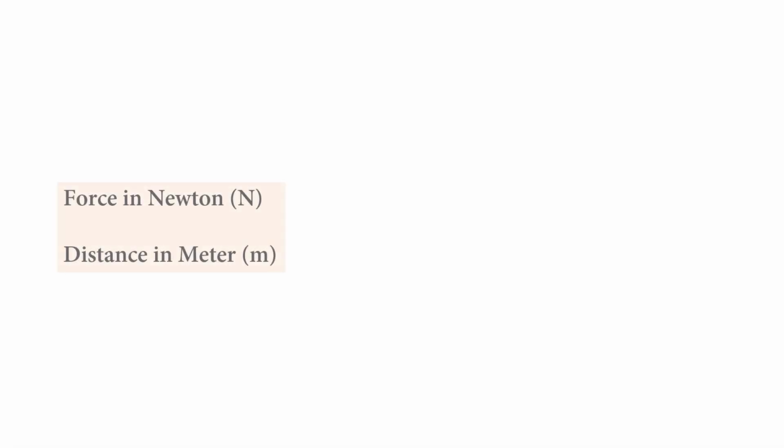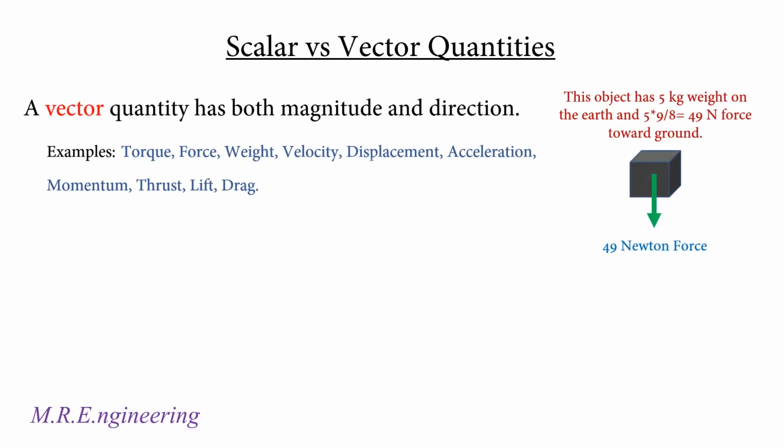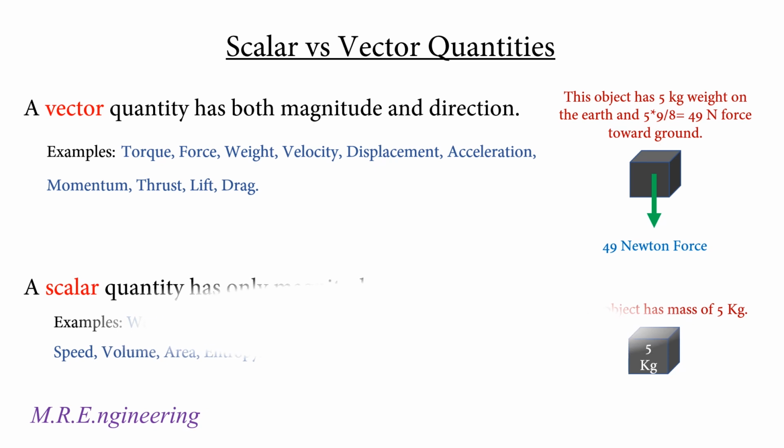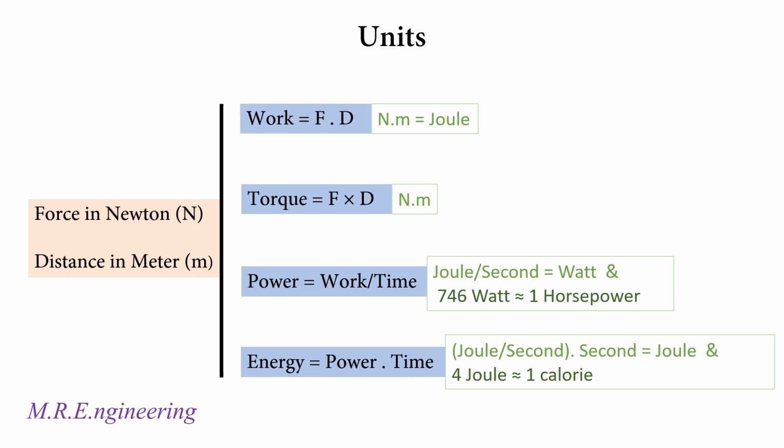Now let's go to units. If we have force in Newtons and distance, the length of the lever, in meters, then torque is in Newton meters and work is also in Newton meters. But torque is a vector quantity and work is a scalar quantity. A vector quantity has direction and magnitude, but a scalar quantity only has magnitude, and in this case we have another unit for work, that is joule, and 1 joule is 1 Newton meter.